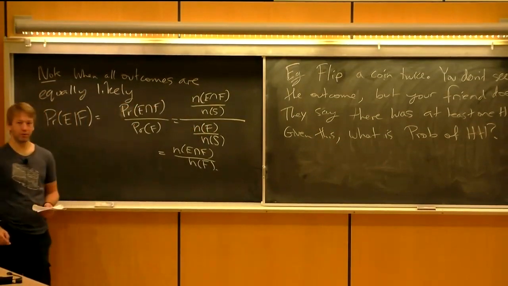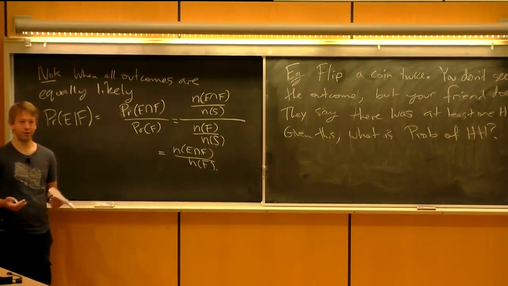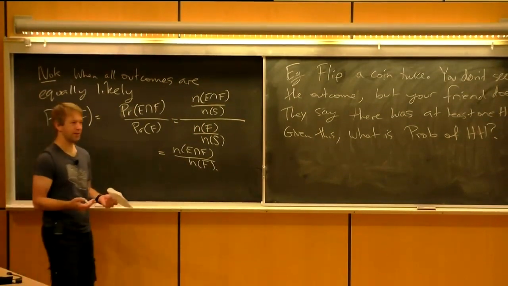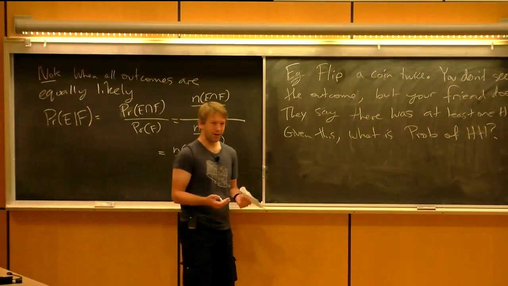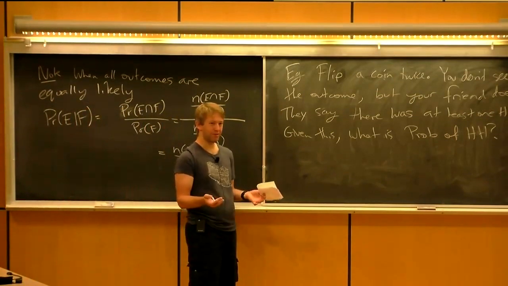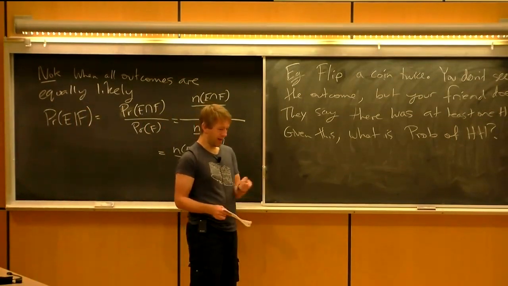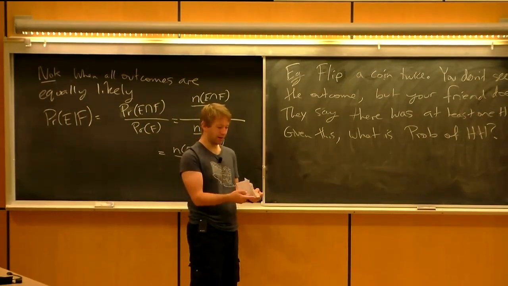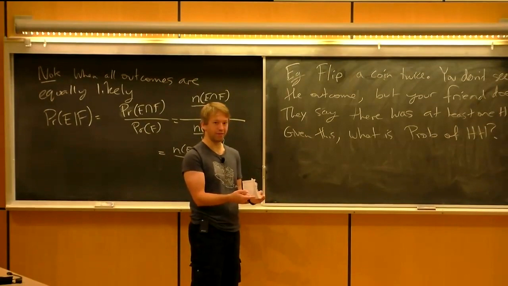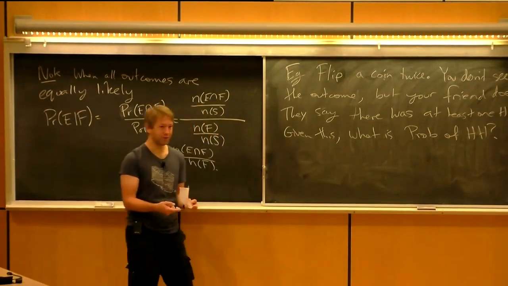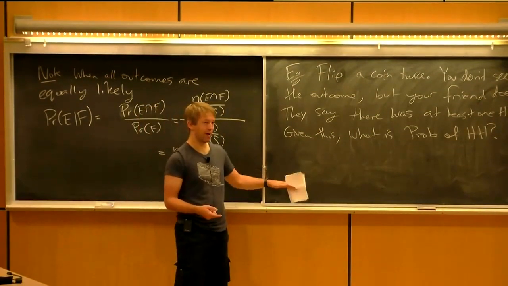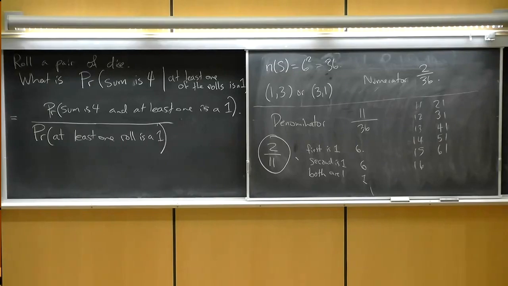Actually, what would you say intuitively? It almost seems like it should be a half or something, because I know there's one head, and then what's the probability the other one's a head? It seems like it's a half, kind of, right? But it turns out these things can be counterintuitive, so the answer to this is not a half.